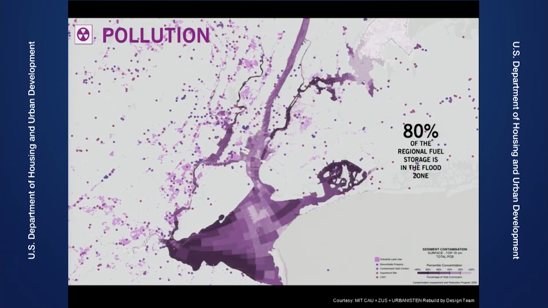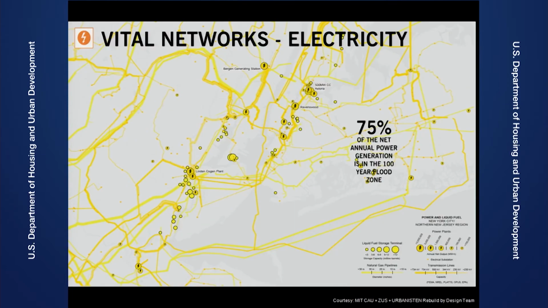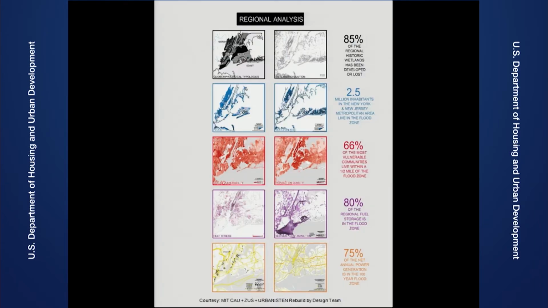When looking at potential toxic hazards, we realized that 80% of the region's fuel storage is in the flood zone. In regard to electricity, 75% of the region's power generation is within the flood zone. And these are all critical observations to understanding systems interdependencies and risk at a regional level.